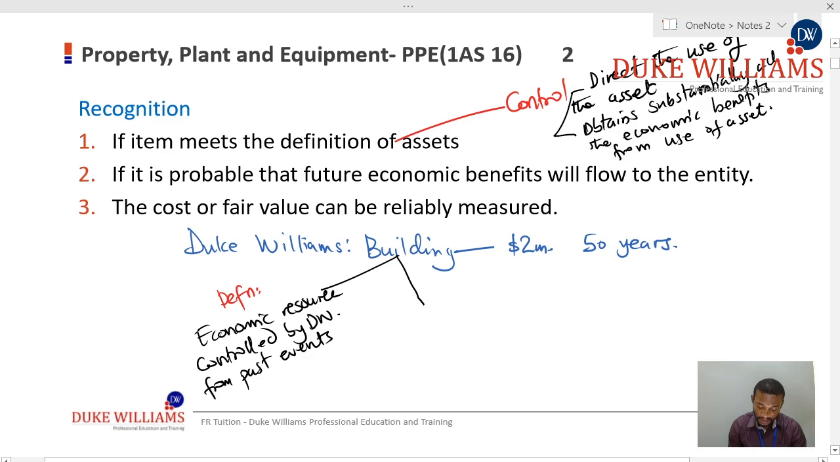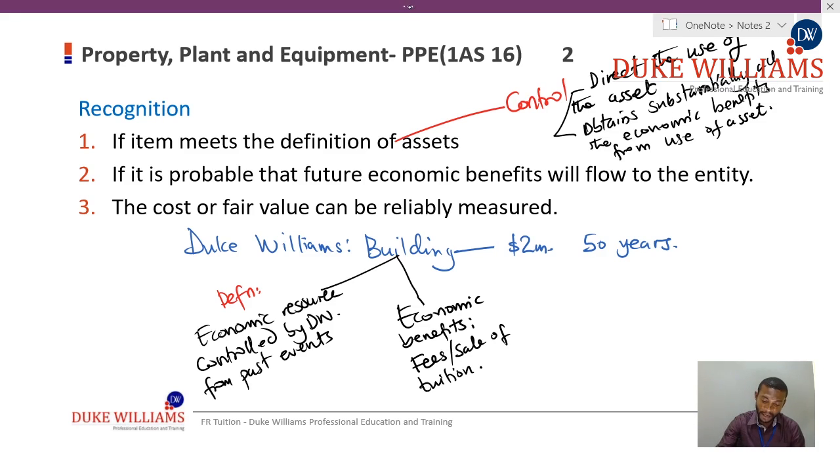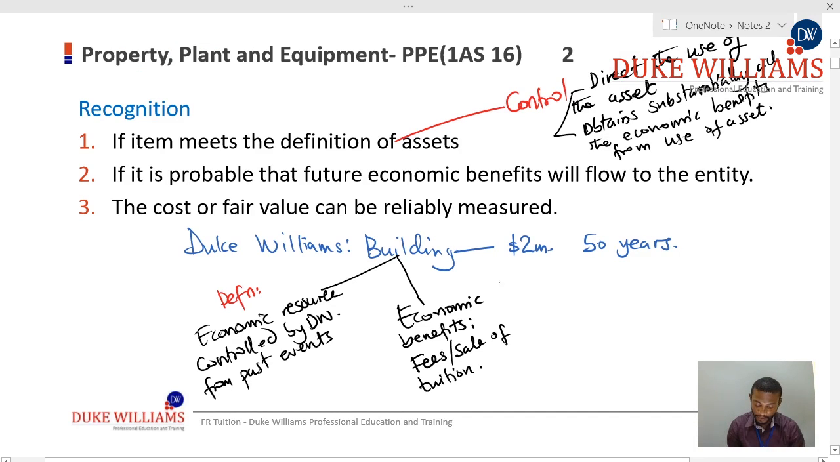So economic benefit in the form of fees or a sale of tuition. Okay, as we sell tuition or we collect fees, that's the economic benefit that will derive from it. Now, do we know how much? Yes, we know the cost, and the cost here is $2 million. So the $2 million is the cost.